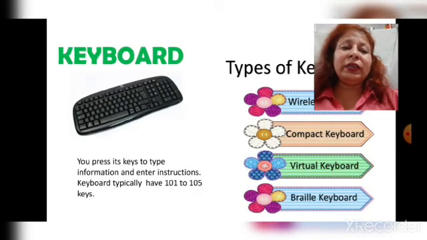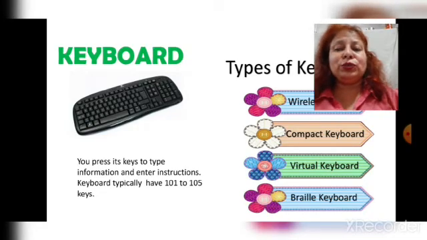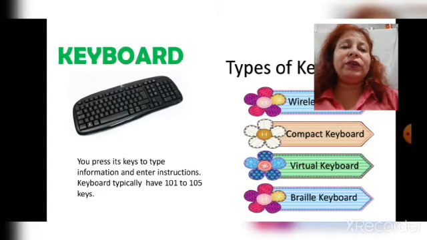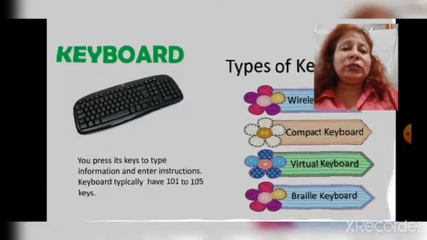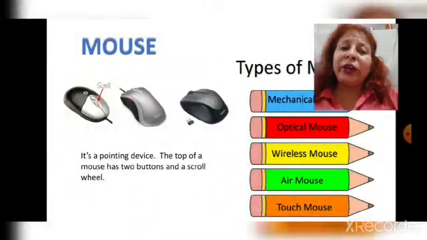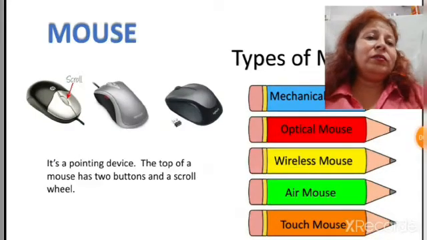The last one is the Braille keyboard. Braille keyboard is used by the blind. It has specific dots on every letter from which they can recognize the letter. Yes, the blind can recognize letters by the series of dots. Now next is the mouse. The mouse is a pointing device. The top of a mouse has two buttons and a scroll wheel.